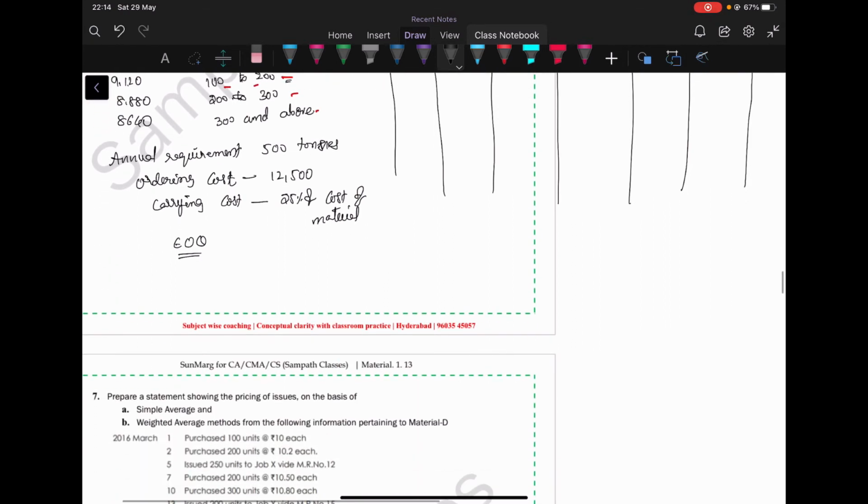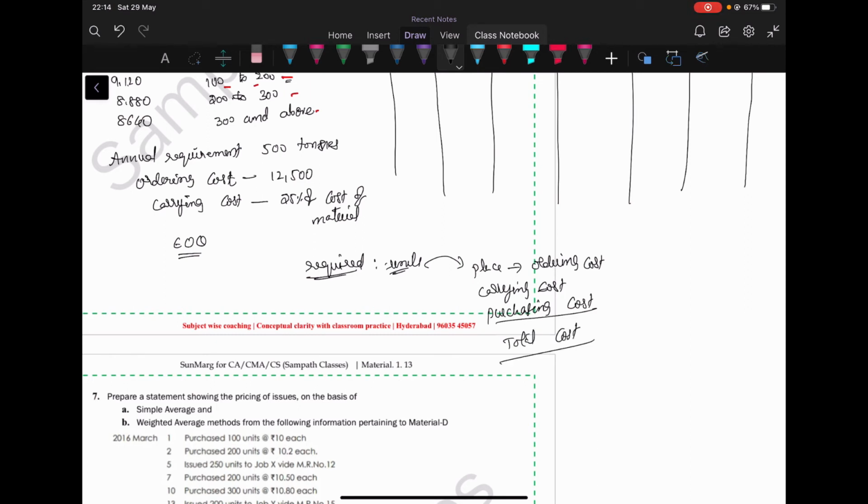I'll tell you. When you have a requirement for that particular product, you require some units. First you need to place an order. For placing an order, you will incur ordering cost. Once you place the order, you will get the material. You need to carry that material with you, that is a carrying cost, and you need to pay the purchase cost to the supplier. Total put together, this is the cost of material.